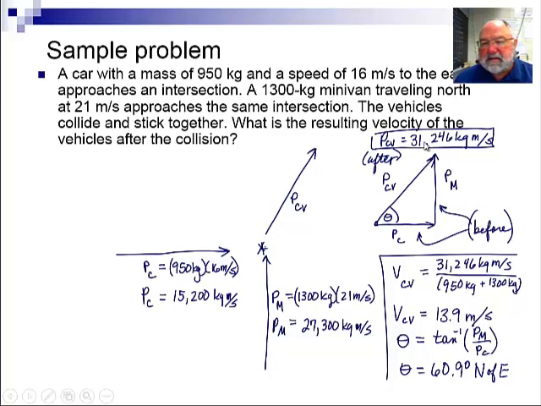Divide that by the mass, and that gives us the car and minivan system having a speed of 13.9 meters per second. And then the inverse tangent of the Y, which is the minivan, divided by the X, which is the car, gives us about 61 degrees north of east.